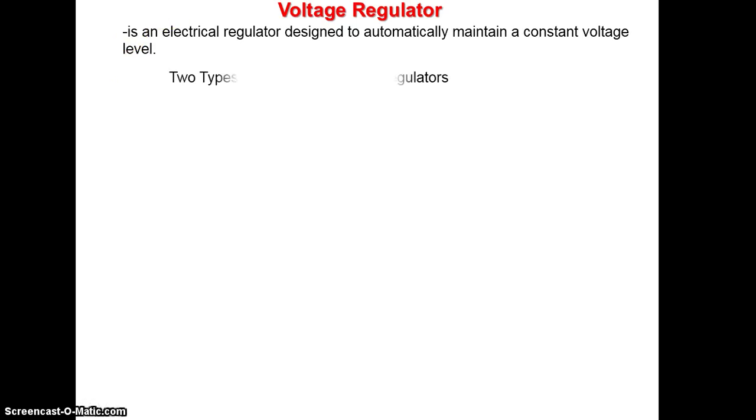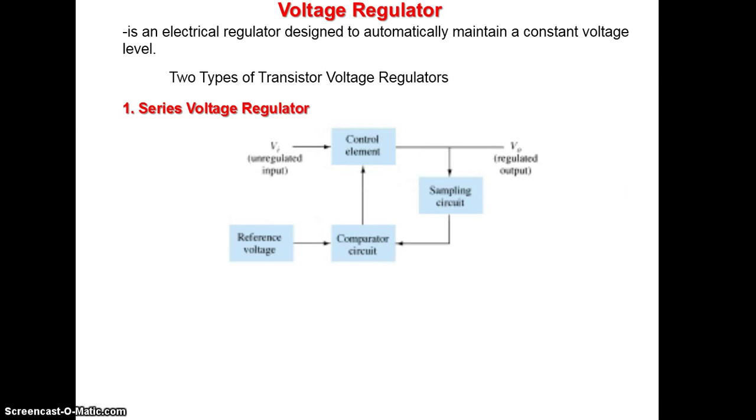So there are two types of voltage regulators. One is the series voltage regulator and the other one is the shunt voltage regulator. First we'll discuss the series voltage regulator. This is the basic schematic of a voltage regulator, the general block diagram. See here, this is your output voltage, this is the input voltage applied. In between you have a control element, sampling circuit, comparator circuit, and reference voltage.